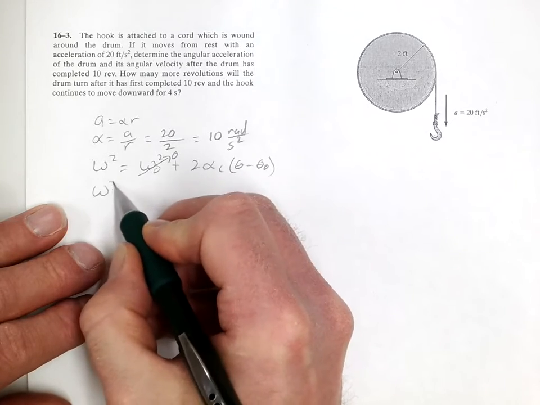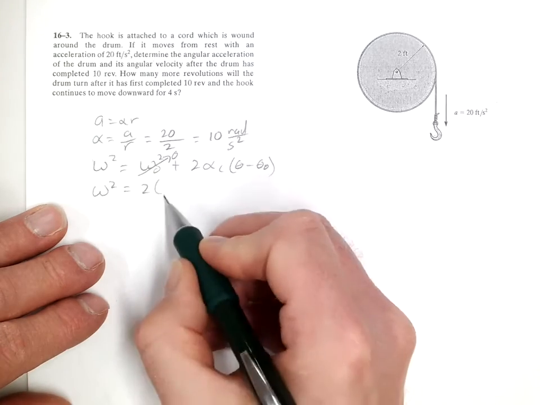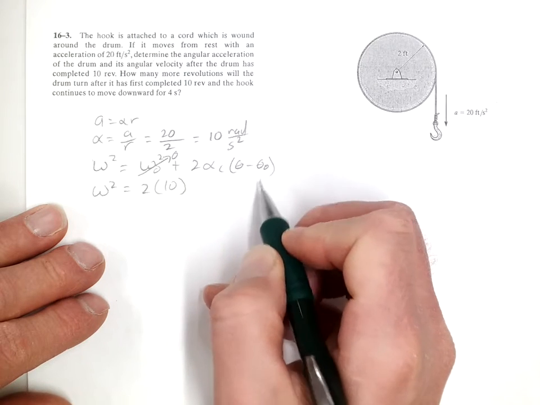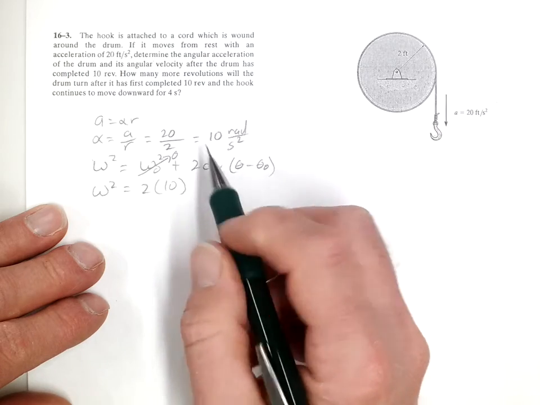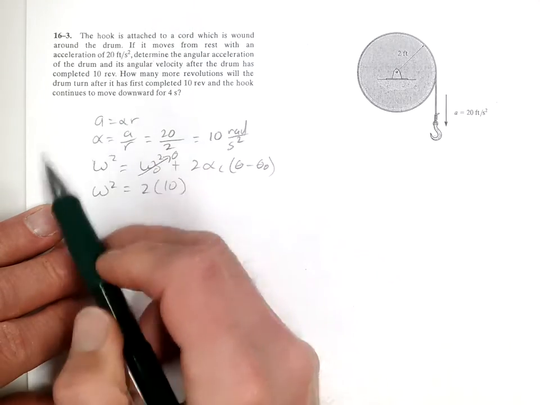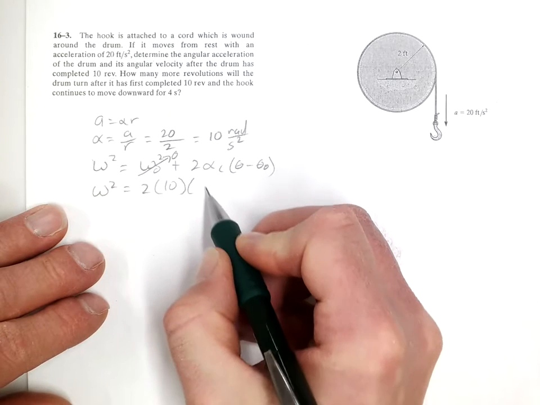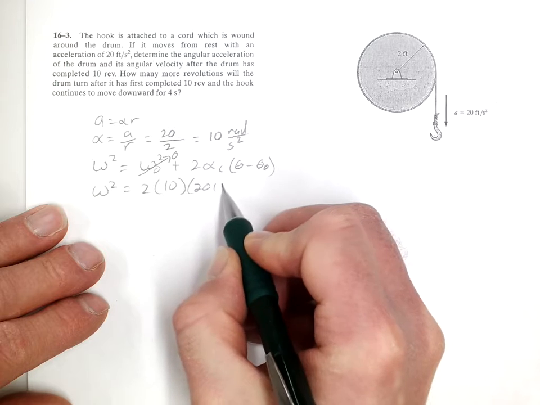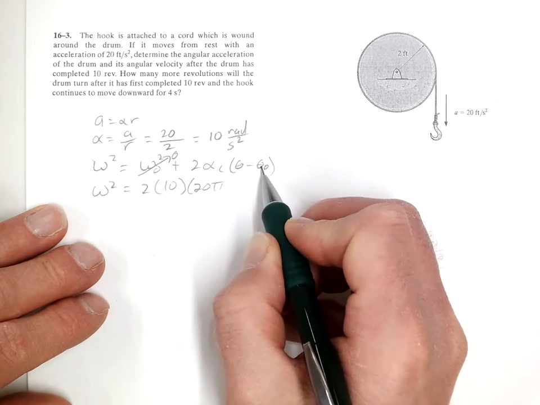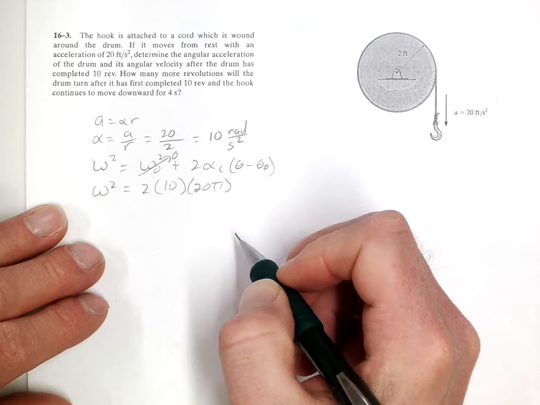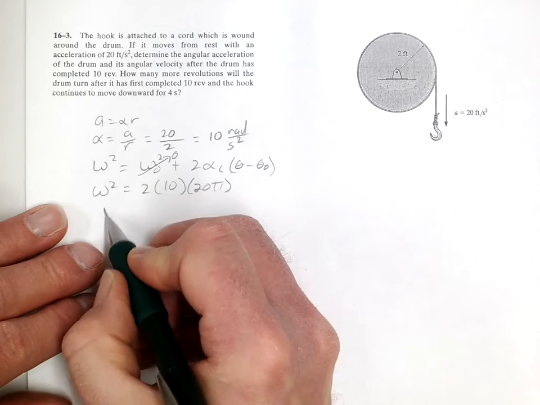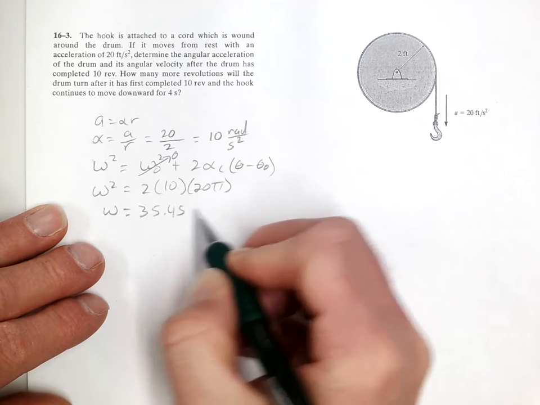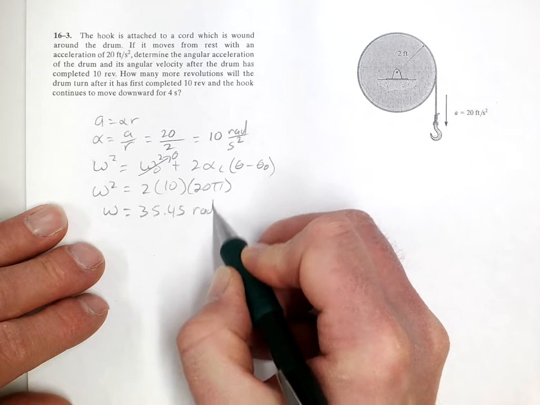And omega squared equals 2 times 10 radians per second squared times (theta minus theta naught), which would be how far it travels, which is 10 revolutions. 10 revolutions would be 20 pi radians, and then minus 0 since we started from rest. So omega then is equal to 35.45 radians per second.